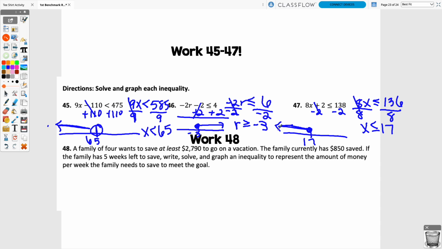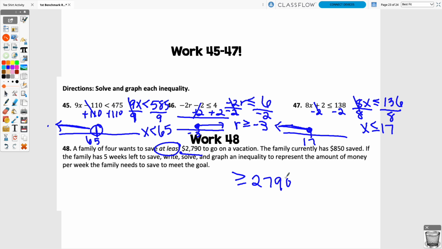All right, so when we're writing an equation or an inequality, we always look for our final or total amount first. What was our final amount here? $2,790 is our total. And if they need at least that much, what symbol is going to need to go in front of our $2,790? Greater than or equal to. Because if they've got to have at least that much, that means they can have exactly that much or more. If they have anything less, they're not going to be able to go on their vacation.